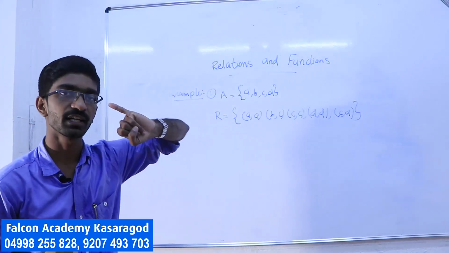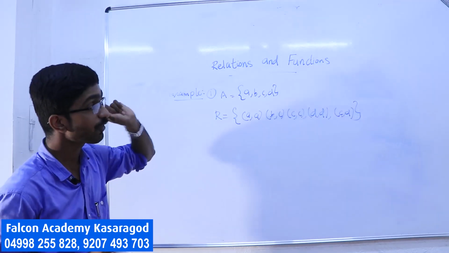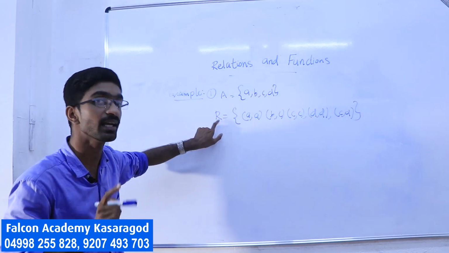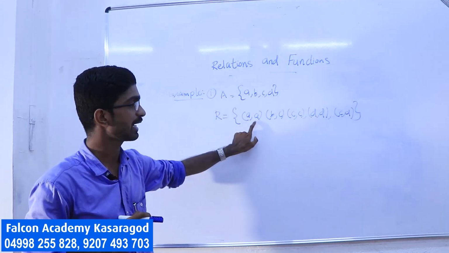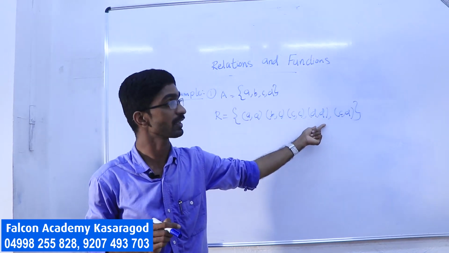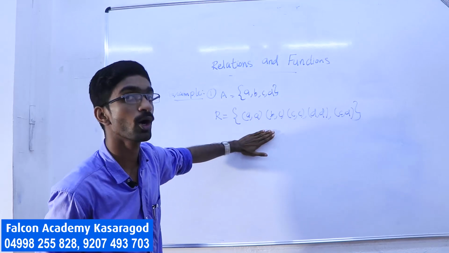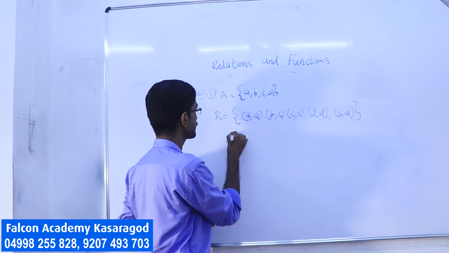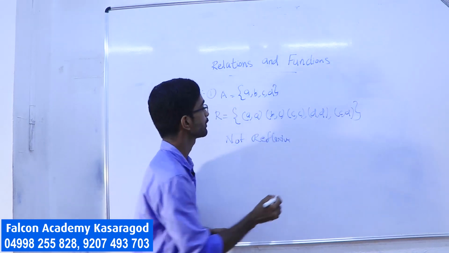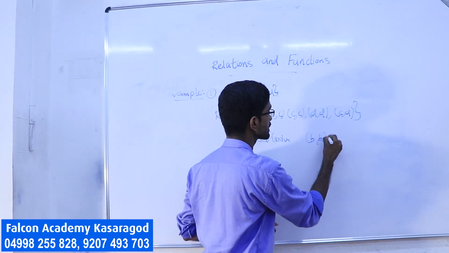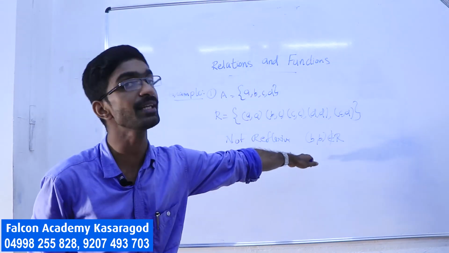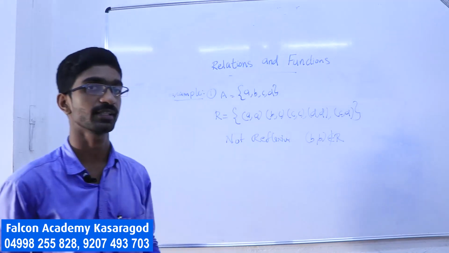So first condition, reflexivity. Reflexivity means for each element a in A, the ordered pair aa must be inside R. So a is there, so I can write aa is there. So b is there, whether bb is there? bb is not there, that means this is not reflexive. So R is not reflexive because the element bb does not belong to the relation R, so not reflexive.